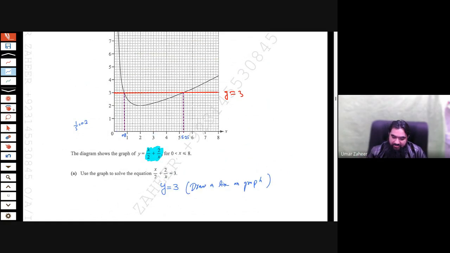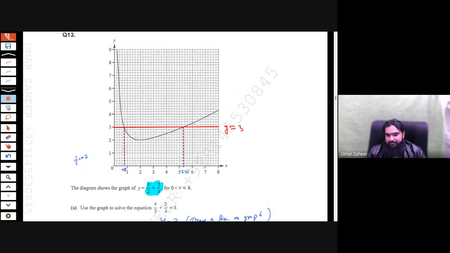We just have to use the graph, and we know that we have done it in the simultaneous equations as well. When you are solving the equation, you will get the points. So those points are basically the points of intersection. So we have to draw a line y is equal to 3. So we'll get the intersection points, and these intersection points are basically the solutions. Yes, Simon, is it clear?